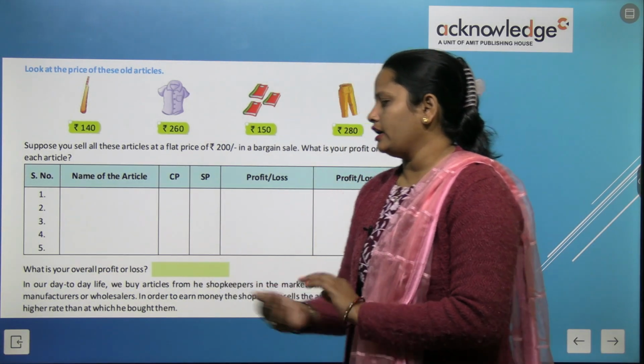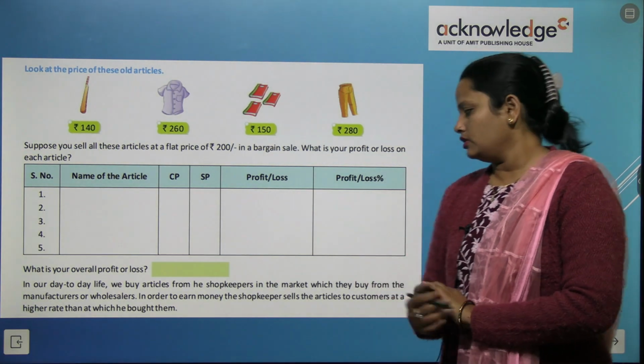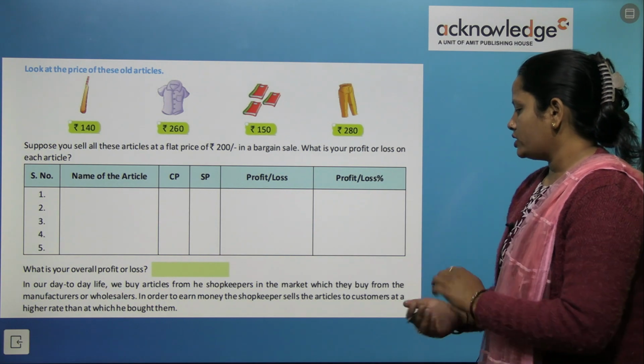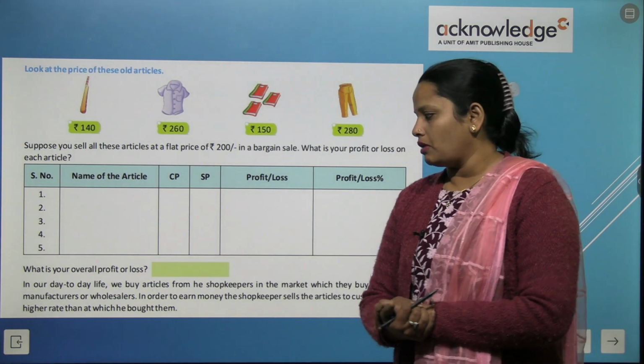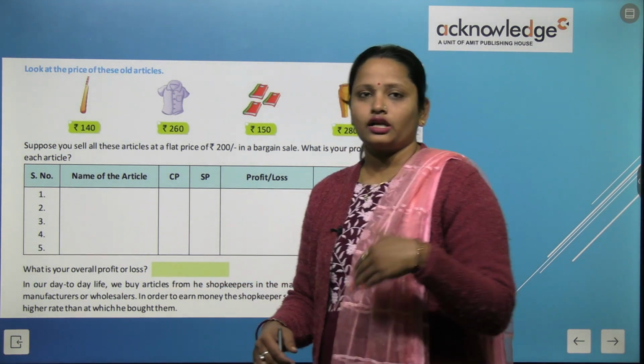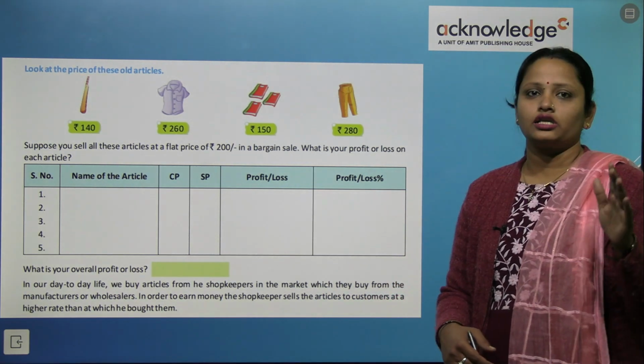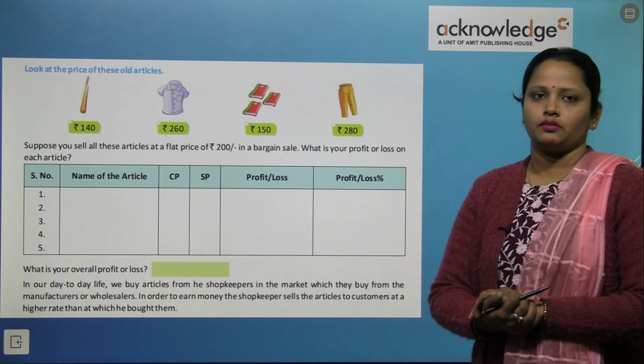In our day-to-day life, we buy articles from the shopkeeper in the market. हम daily क्या करते हैं, कुछ ना कुछ चीजें खरीदते हैं मार्केट से, which they buy from the manufacturers and the wholesaler. अब वो क्या करते हैं, मार्केट में जो रिटेलर्स हैं वो हमें मैन्युफैक्चरर या फिर होलसेलर से प्रोडक्ट खरीद के लाते हैं हमारे लिए.